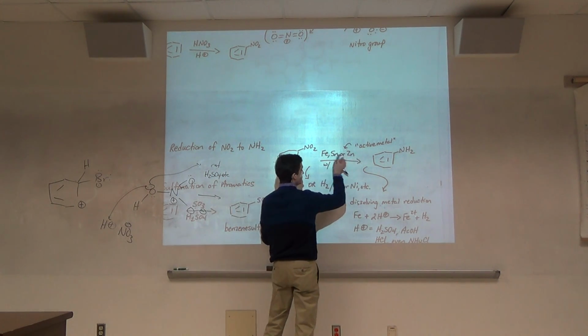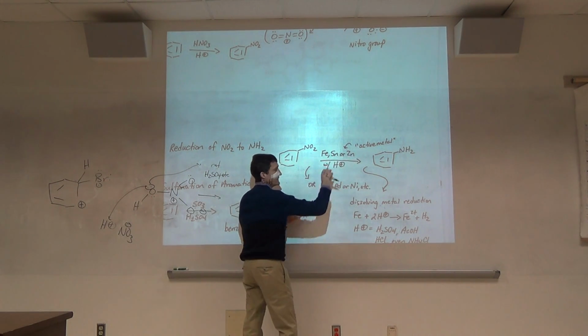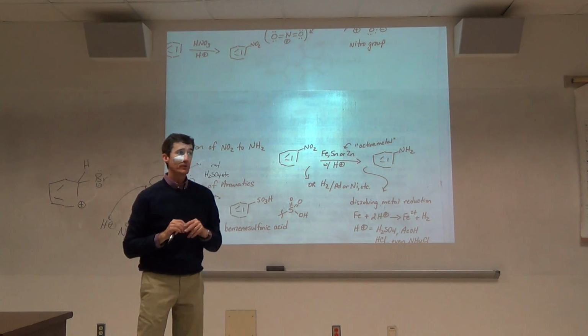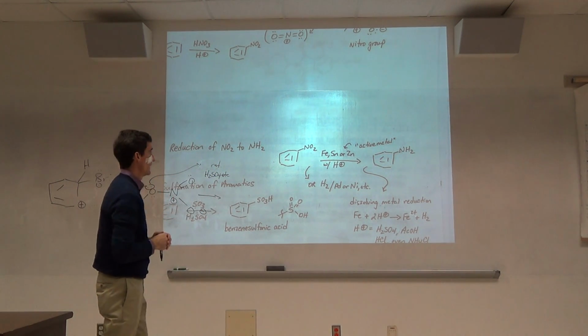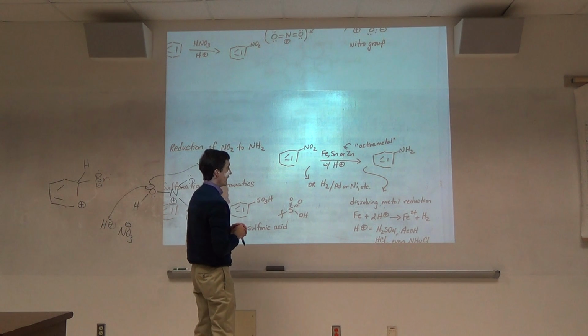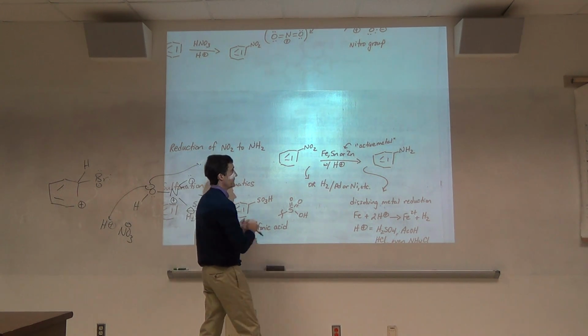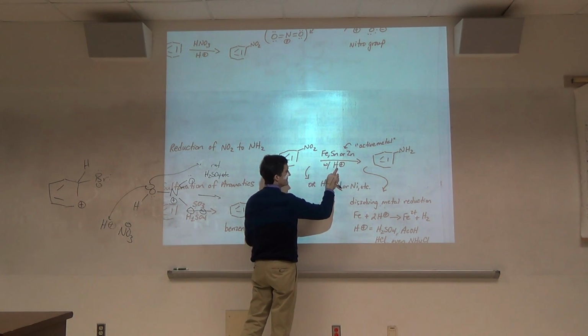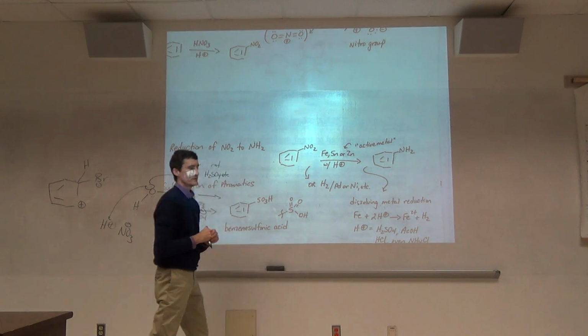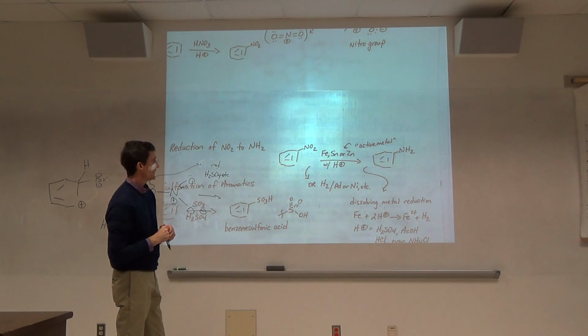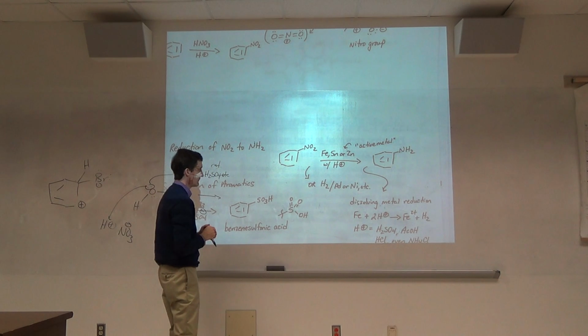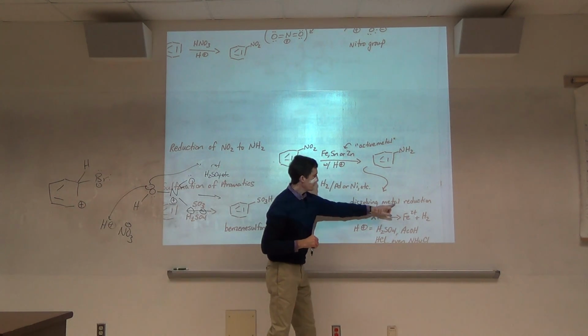One way is to use an active metal. Iron, tin, or zinc is three common ones. You can use others. Indium. With an acid catalyst. And it's probably not really a catalyst, it's probably consumed. But with H+. This is called a dissolving metal reduction.